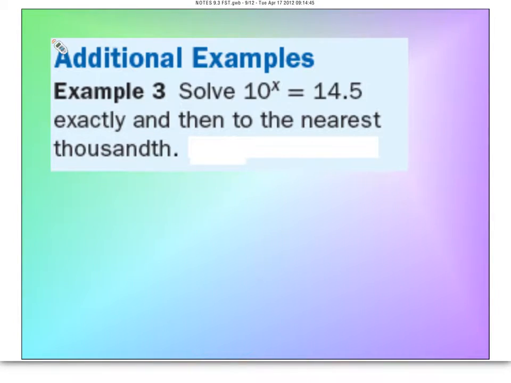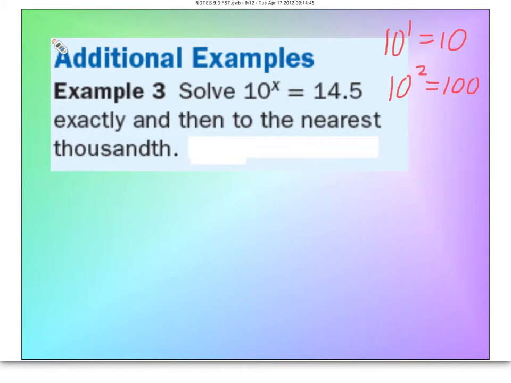Okay, let's look at one more. So here we have 10 to some power is 14.5. Let's actually estimate this one first. So if the answer was 1, then it'd be 10, but it has to be 14.5. So the next would be 10 squared, and that would be way too high at 100. So our answer is somewhere between 1 and 2, but by far closer to the 1. I'm going to guess it's 1.2. Let's just see how close we are.